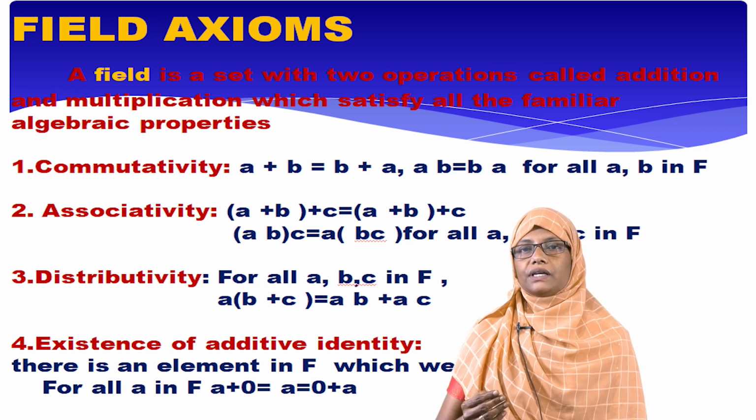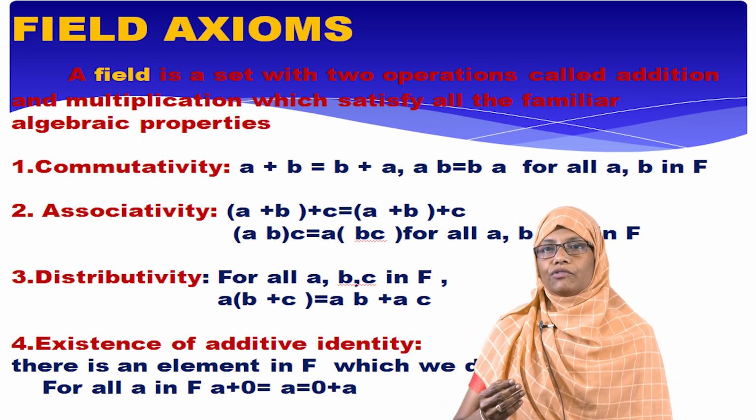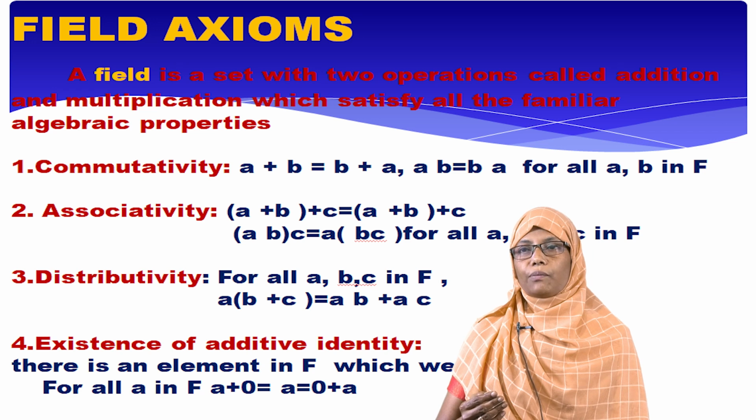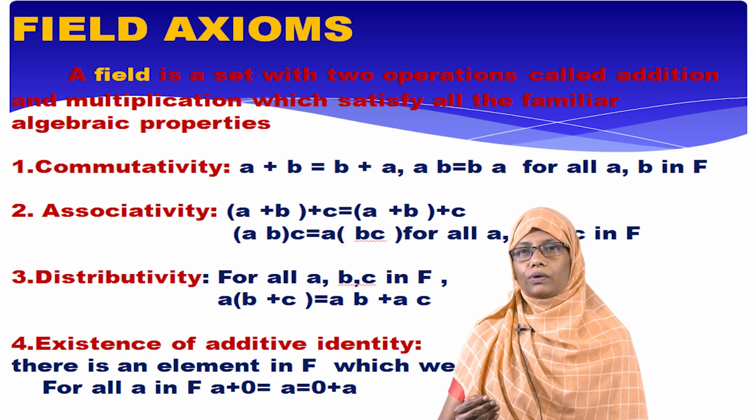The second property is associativity. In this property, for addition, for all a, b and c in F, (a plus b) plus c equal to a plus (b plus c).